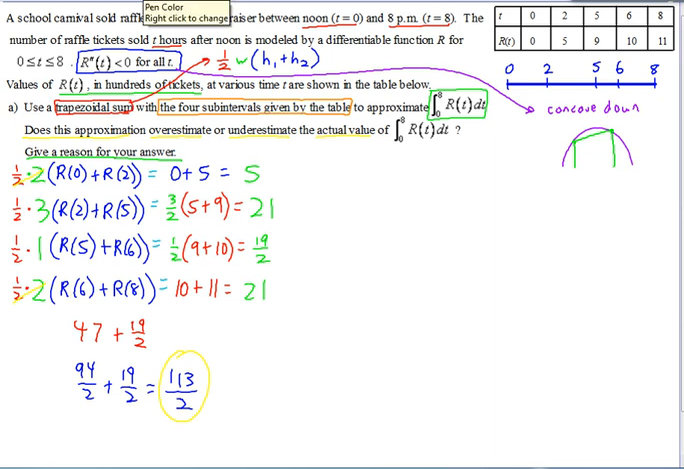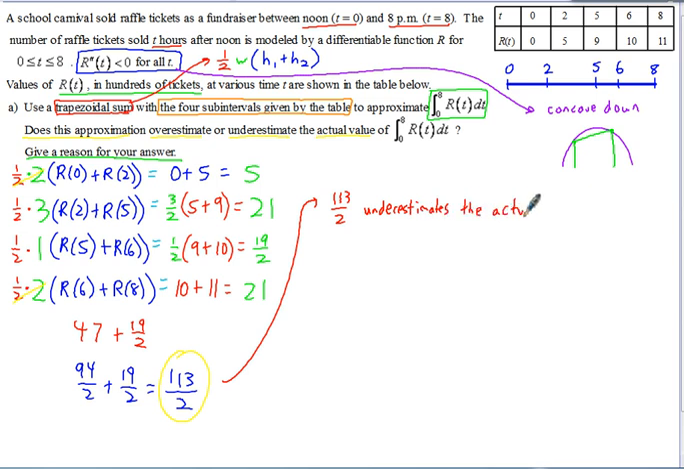So we can say this approximation here, 113 over 2, underestimates the actual value of the integral from 0 to 8 of r of t dt. And then to give a reason for the answer, it'd be since r double prime of t is less than 0. That should tell us here.